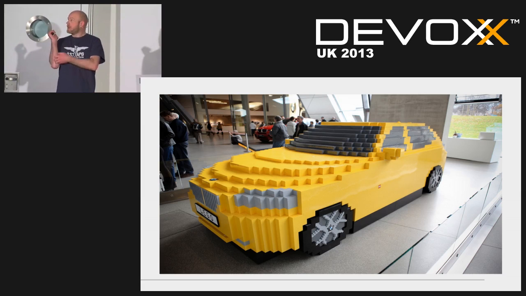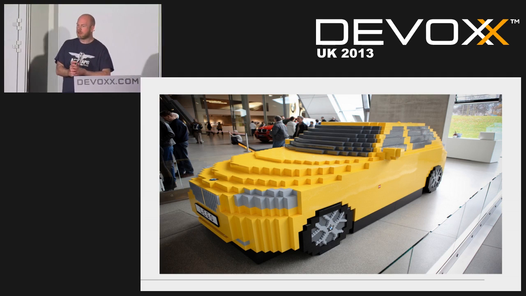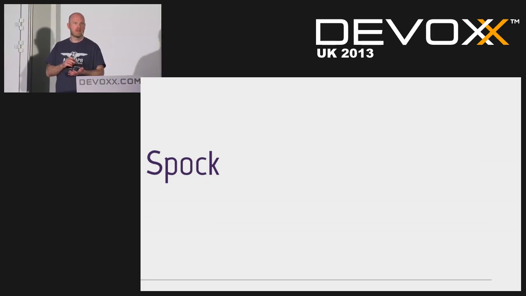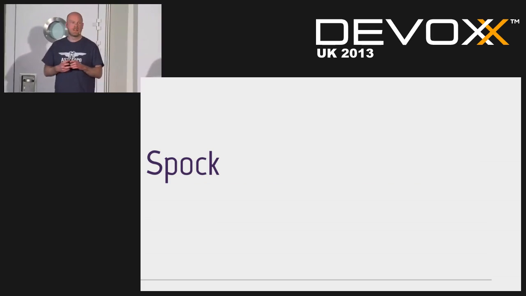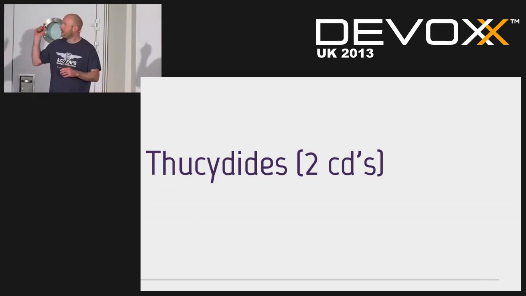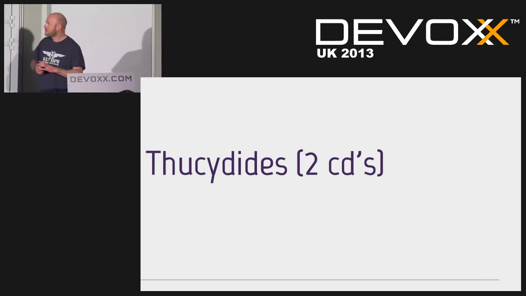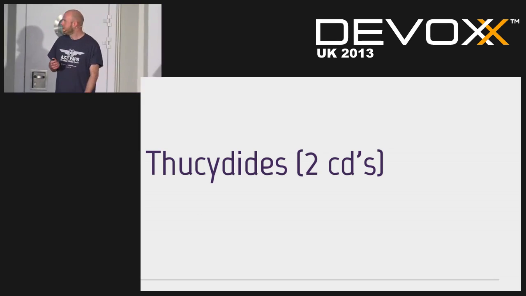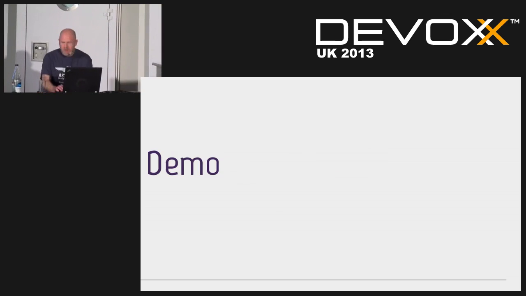So in the BDD space, there are two runners, or two different types of things, that Arquillian works with. Is Spock. Anyone know or have used Spock? Cool. Anyone know about Thucydides? 1, 2. Good. And I just learned how to pronounce Arquillian. Thucydides is short, can be said as 2 CDs. That's it. So let's go back to some demos and see what that could look like.